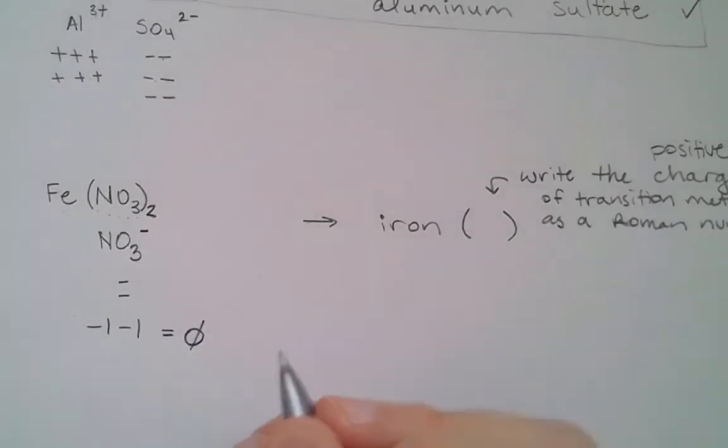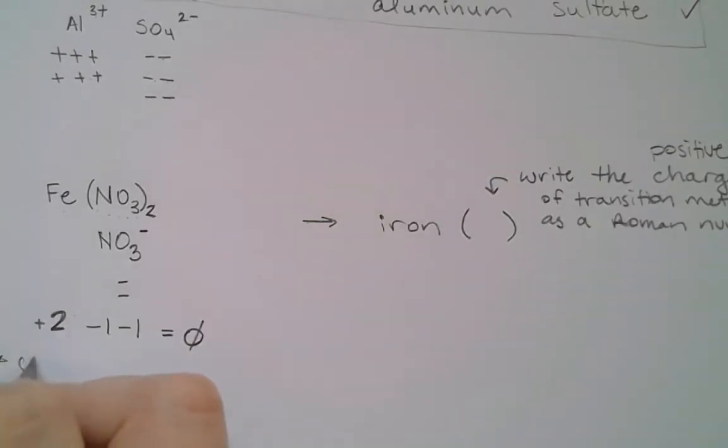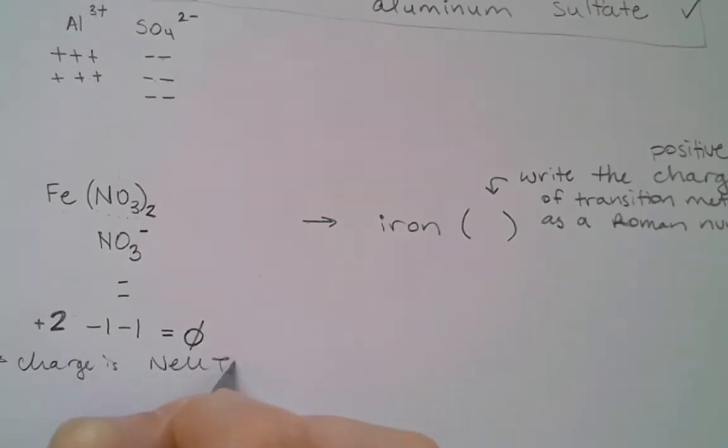So the charge on the iron is, you can work it backwards if you want. 0 + 1 + 1 is 2. The iron has a charge of +2. And we figured it out because we know the compound is neutral. Well, the charge of the compound is neutral. We found the charge of the anion.